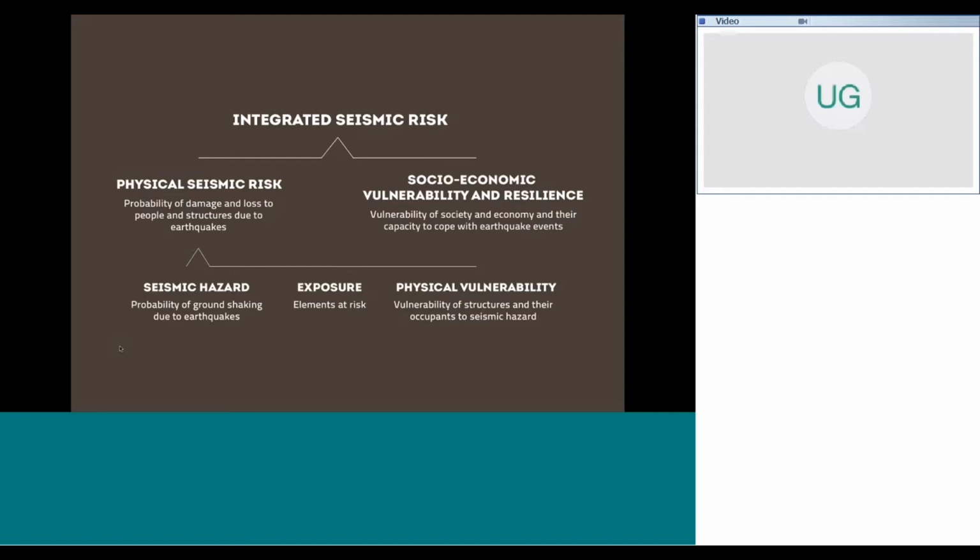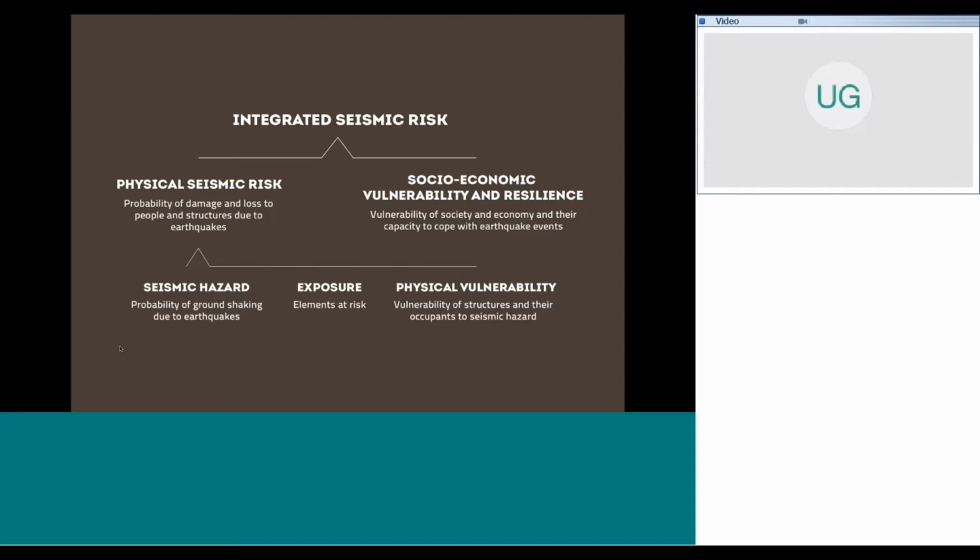So the assessment of the impact from earthquakes requires a combination of different components. If we start from the bottom of this image, we have the main three ingredients. We have the seismic hazard, which can be defined as the probability of exceeding a ground motion level at a particular site and within a specific interval of time. We have exposure, which defines the spatial distribution, the value, and the vulnerability classes of the elements exposed to the seismic hazard, and the physical vulnerability, which is basically the probability distribution of damage or loss ratio conditional on the given ground motion level. So the combination of these three components allows estimating seismic risk, which can be defined as the probability of damage or loss to people and structures due to earthquakes.